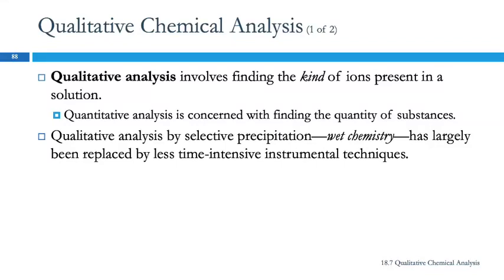We finished talking about precipitation and how to do some calculations for selective precipitation. So we're precipitating one ion out of a solution and not another. That can be very useful in something called qualitative analysis. Qualitative analysis is where we're finding out non-numerical things. Here we're finding out what kind of ions are in a solution. A quantitative analysis is wanting to find out how much, the quantity.